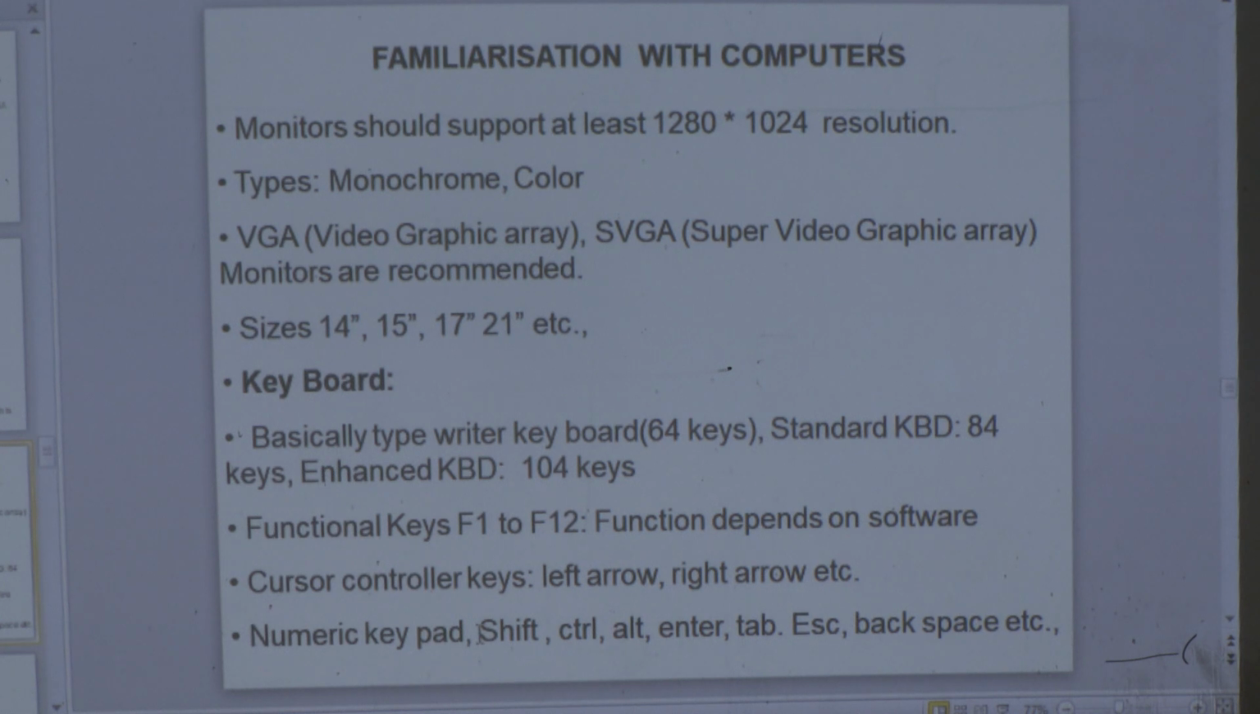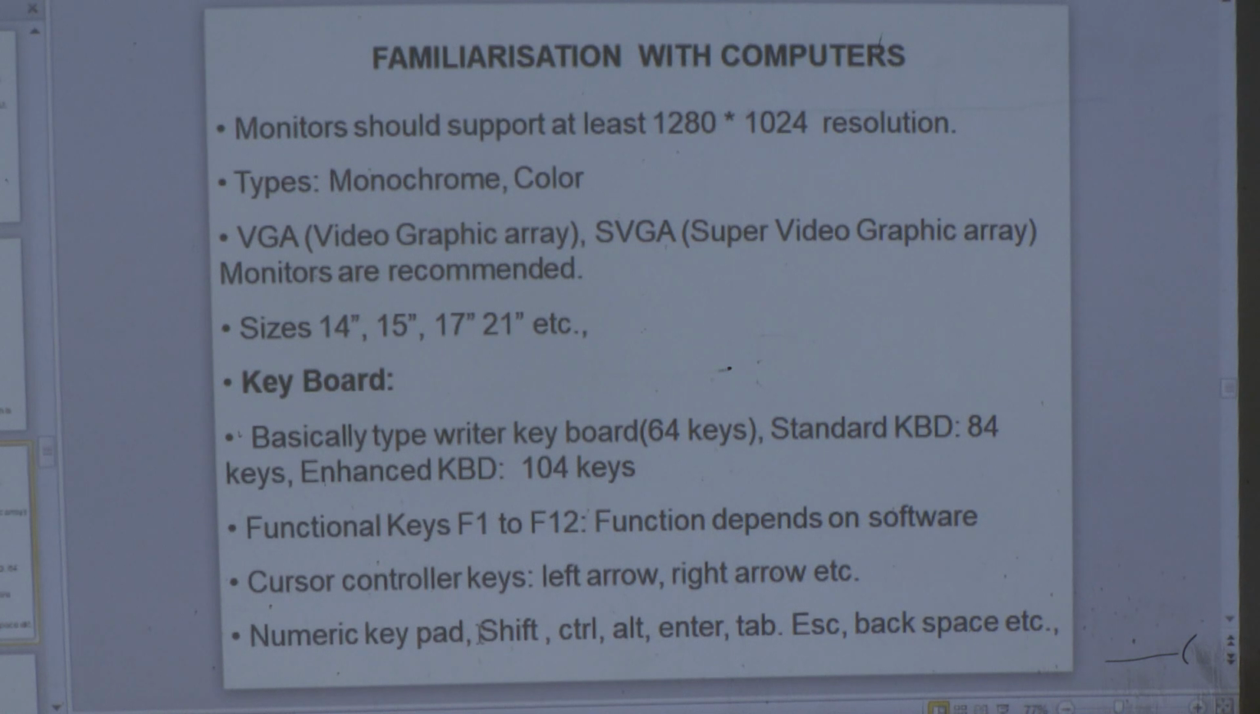What is a VGA monitor? Video Graphics Array. This expansion you should write down. They will ask you. See, monitors are also called VDU. VDU means Visual Display Unit. There are two types of monitors, monochrome and color. Again in this you have VGA and SVGA. VGA is Video Graphics Array and SVGA is Super Video Graphics Array.